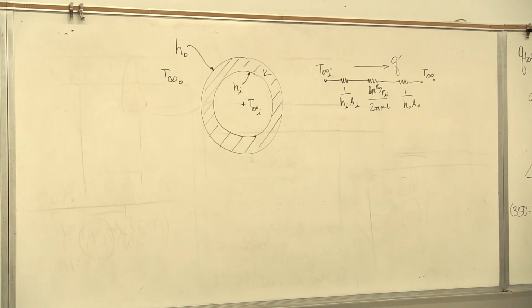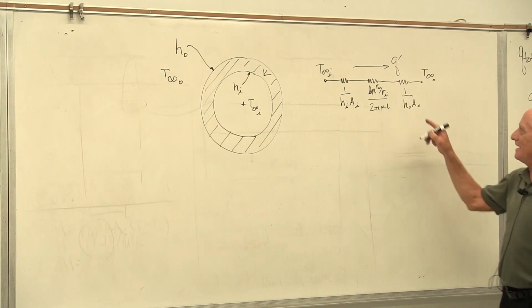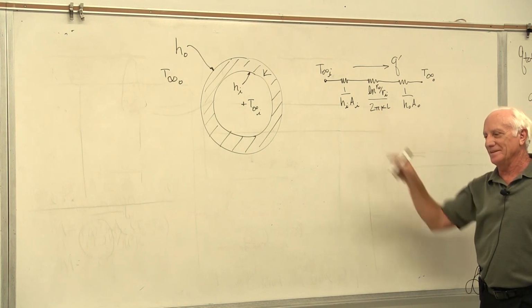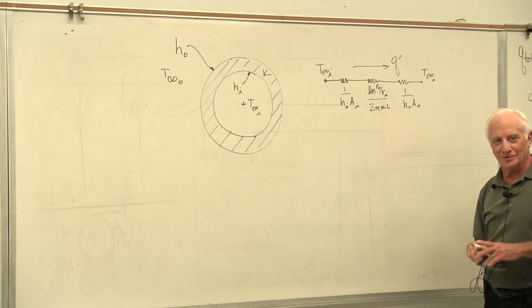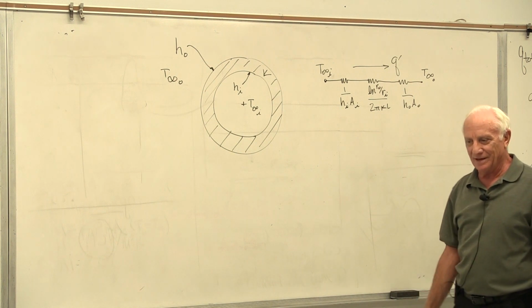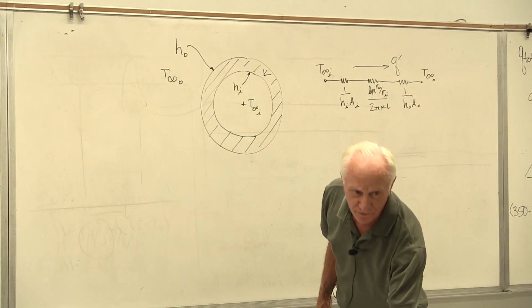All right, there's a problem like this in chapter 3. I assigned it for homework. But in chapter 3, guess what? They gave you H outside and H inside. That's not the real world. Nobody does that. You're the mechanical engineer. You got the degree in your hand. You figure it out.